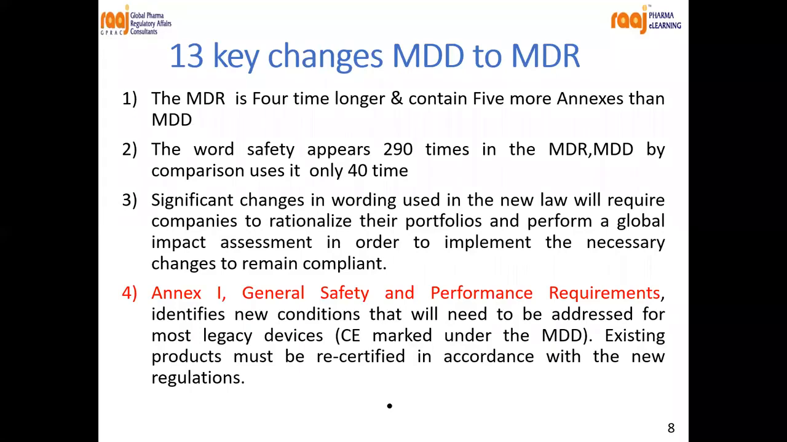Then the fourth change is Annex 1, sorry, the impact assessment. The third was the impact assessment as per this new rule. And the fourth one is what? Annex 1, which talks about general safety and performance requirements, which identifies new conditions that will need to be addressed for most legacy devices that were CE marked under the MDD. Existing products must be recertified in accordance with the new regulations.